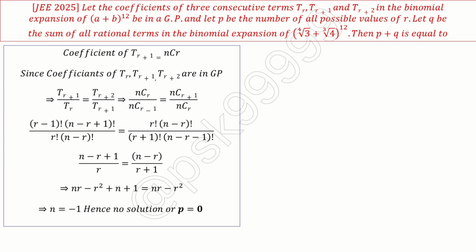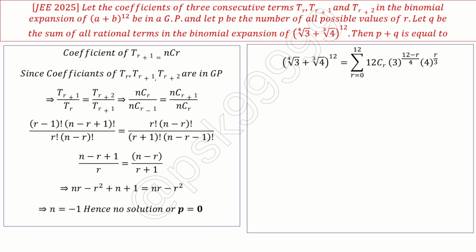Okay. Now let's check the second problem. The 4th root of 3 plus the cube root of 4, whole to the power of 12, is 12Cr 3 to the power of (12 minus r) by 4, 4 to the power of r by 3. So if you want to get the rational terms out of it, that means there should not be any cube root or 4th root, which means r by 3 should be an integer and (12 minus r) by 4 is also an integer, correct?